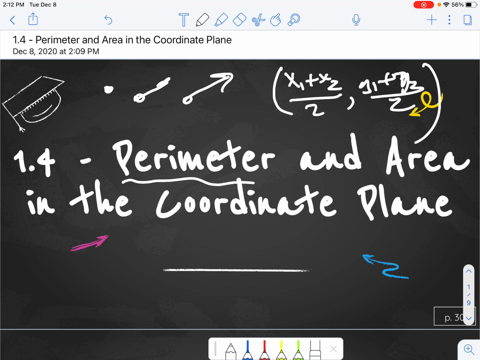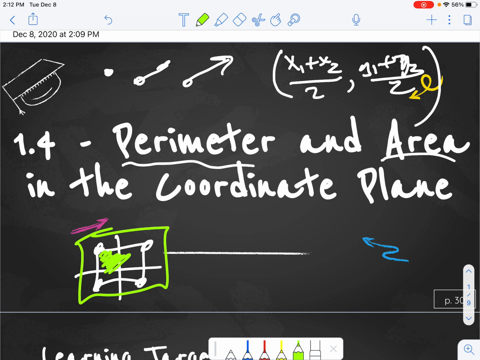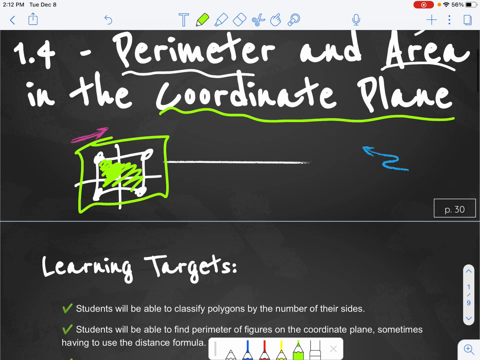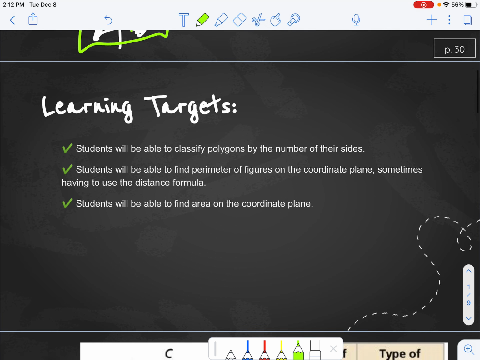In 1.4, like it says, we're looking at perimeter and area in the coordinate plane. Remember, the coordinate plane is our XY axis, and we're going to have some shapes in the coordinate plane. We are going to look at how we can find the perimeter, or the distance around that shape, and how we can find the area of that shape when it's in the coordinate plane. That's an overview of what we're going to look at today. We'll use not so much the midpoint formula, but the distance formula for sure.